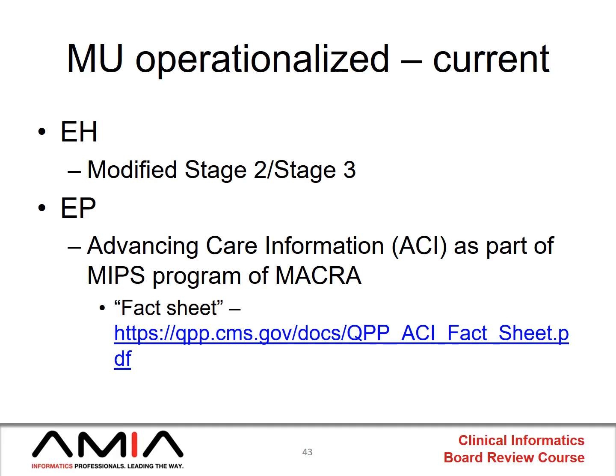What about eligible professionals? Well, those who choose the MIPS program of MACRA will be required to adopt the criteria in advancing care information. That is one of the 4 components of the composite score that go into MIPS. And the best source for information on advancing care information is available at the link that's given here.